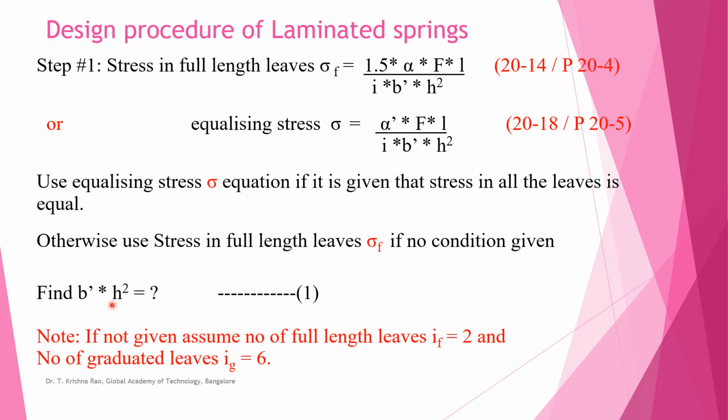In either case, we find out the value called B dash H square, which is in the denominator. Use the equalizing stress equation if it is given that stress in all the leaves is equal. Otherwise, use the stress in full length leaves equation, sigma f, if no condition is given. And sometimes the number of leaves is not given. We always assume IF is 2 and IG is 6 as a standard practice. IF is 2, IG is 6, so I becomes 8, that is required in the calculations.